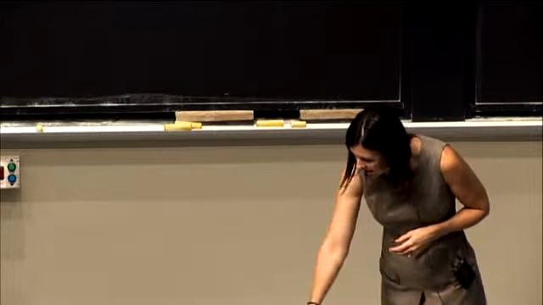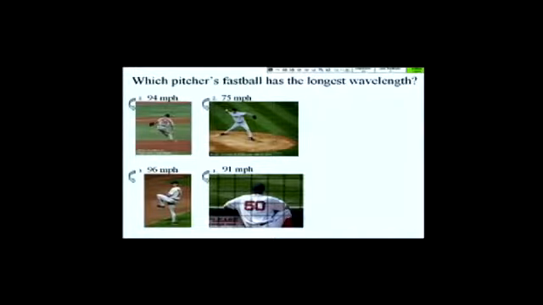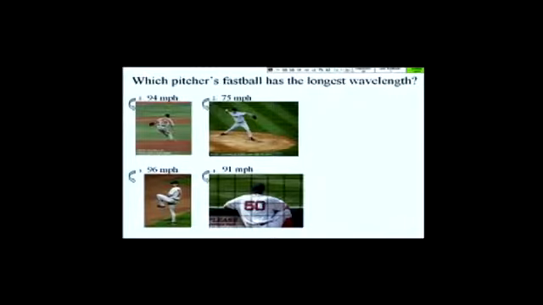So we have 4 different pitchers we're showing here. They all have different strengths. It's not always how fast you throw the fastball. Sometimes it's your different styles or the different ways that you decide when to throw what. So first we have Matsuzaka at 94 miles per hour. So click 1 if you think that he's going to have the longest wavelength.